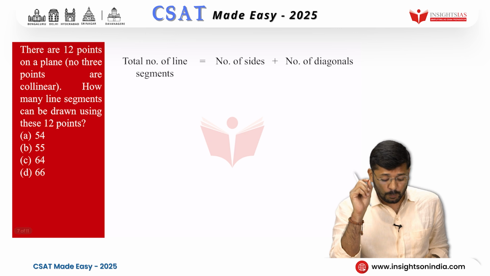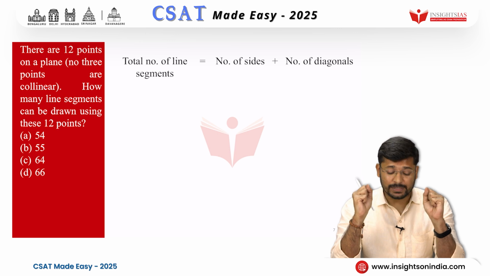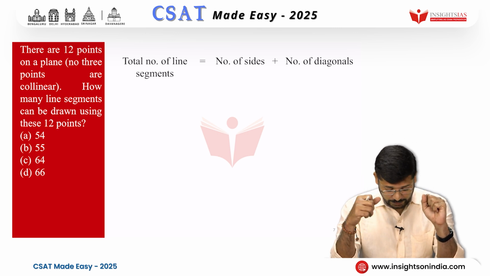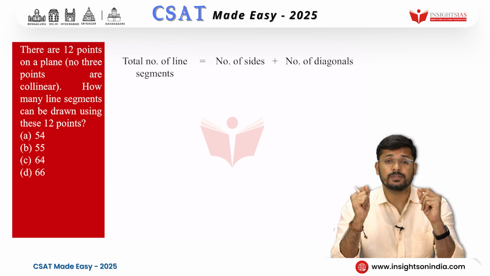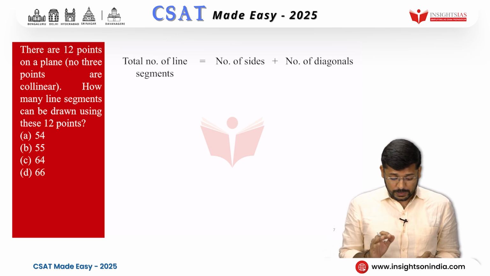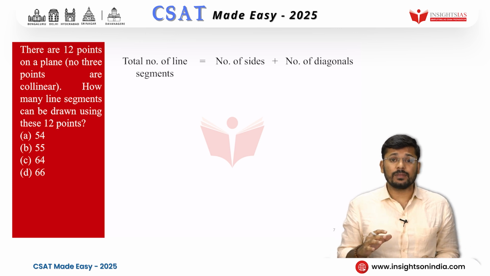There are 12 points on a plane, no 3 points are collinear. This means that it is a polygon with 12 vertices. Now, how many line segments can be drawn using these 12 points? Now there are 12 points on a plane, so it is a kind of a polygon with 12 sides. However, there are no lines between the points at all.